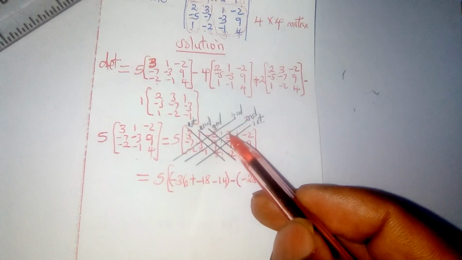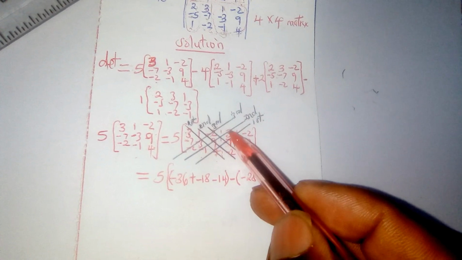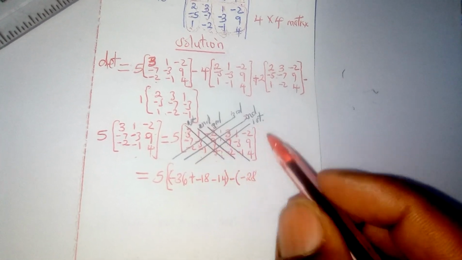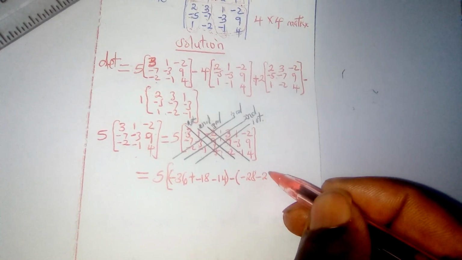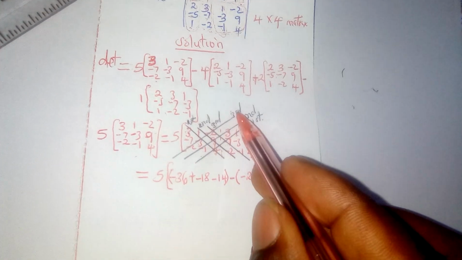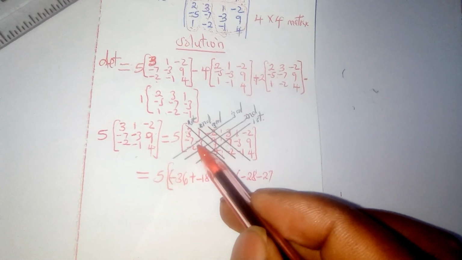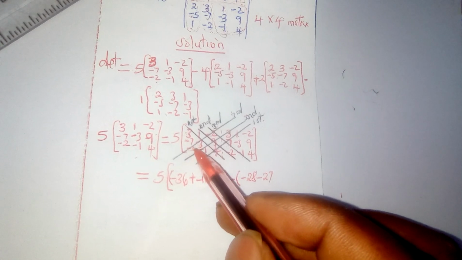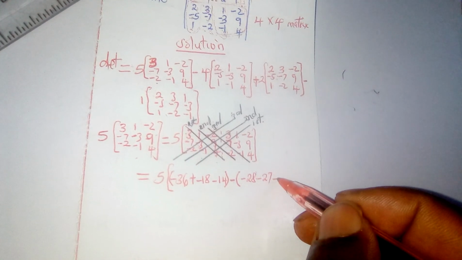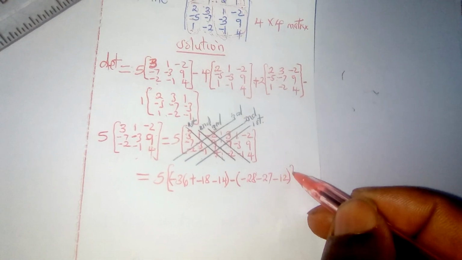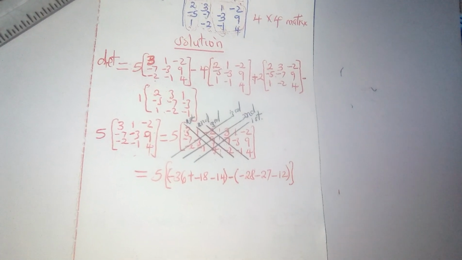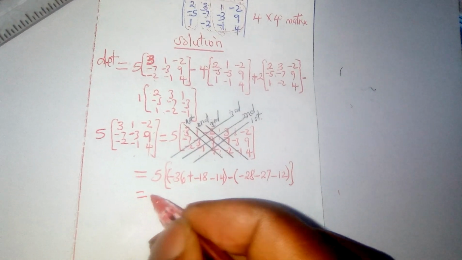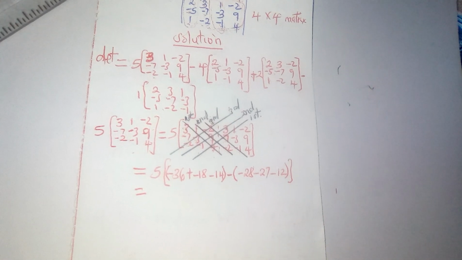Then the second diagonal is 3 by 9 by negative 1. So 3 by 9 is 27. So 27 by negative 1 is negative 27. So I'll come here and write negative 27. Then lastly, the third diagonal here, I have negative 2, negative 3, negative 2. So negative 2 by negative 3, that is 6. So 6 by negative 2, that is negative 12. So I'll come here and write negative 12 there. Now after that, put a bigger bracket there to show that 5 affects everything in the bracket. Now after that, I come and work out my result.